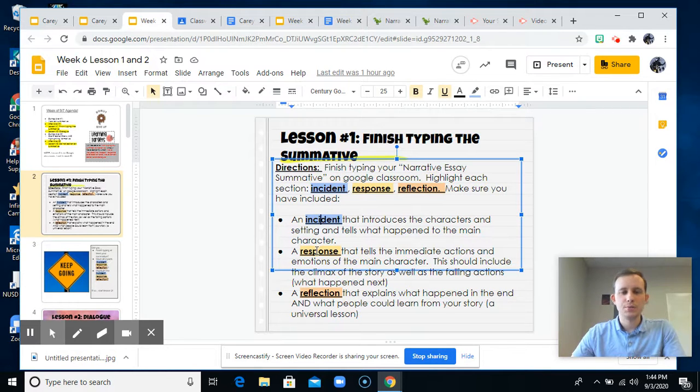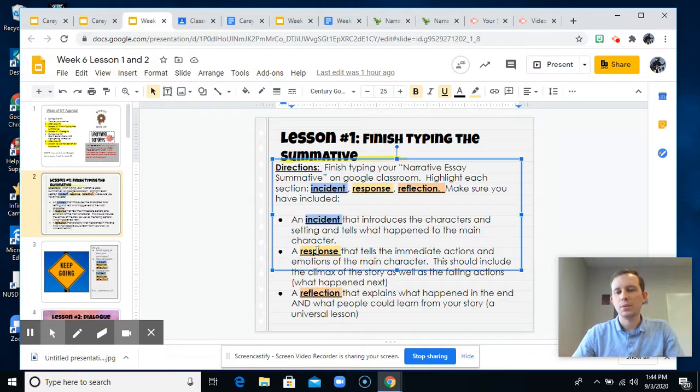Then we also have the response. The response is going to be the immediate actions or emotions of the main character. And that also includes like the climax, so like that really pivotal moment, that turning point. How did you respond to that thing that happened to you? How did you feel? What actions did you take? What were you thinking about?